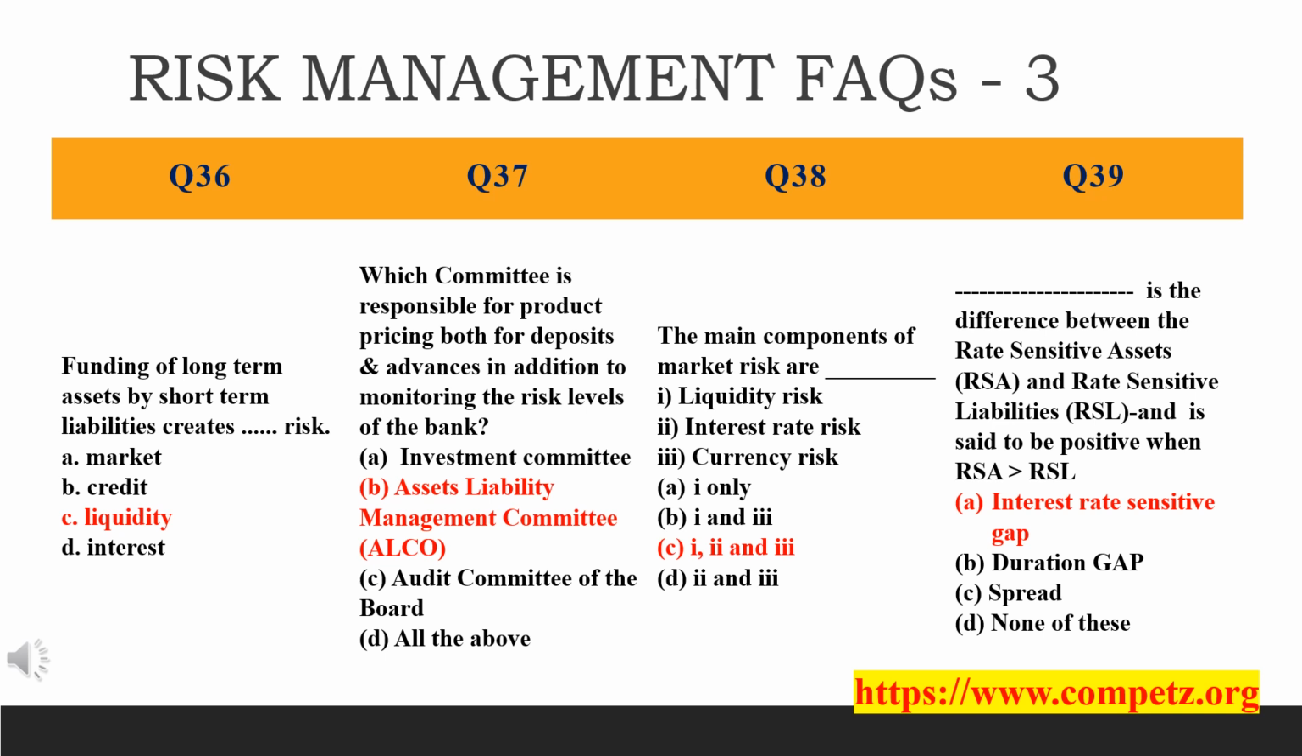Okay, moving back to the last question of this slide. Dash is the difference between the RSA and RSL. See, what is RSA? Rate sensitive assets. RSL, rate sensitive liabilities. So, dash is the difference between the rate sensitive assets and rate sensitive liabilities, and is said to be positive when RSA is greater than RSL. There are 4 options given. So the answer is the first one.